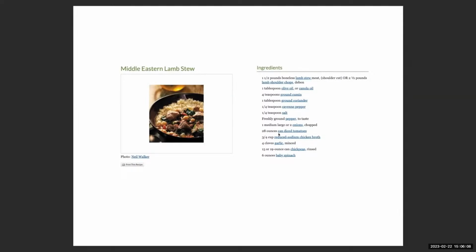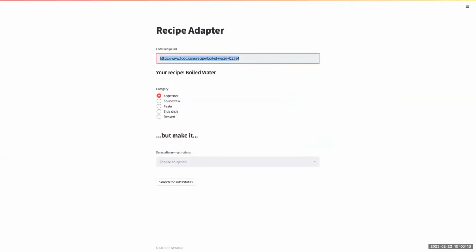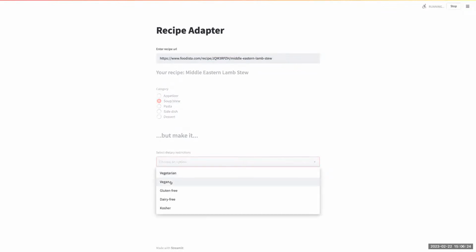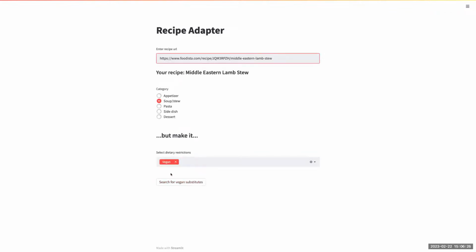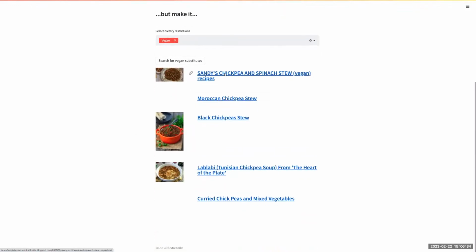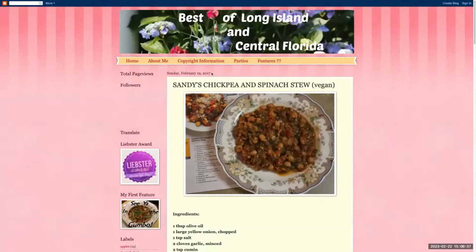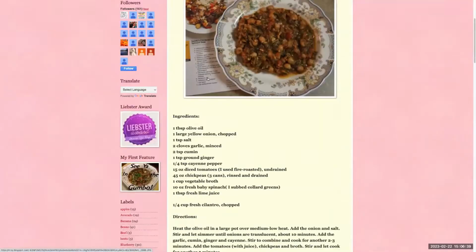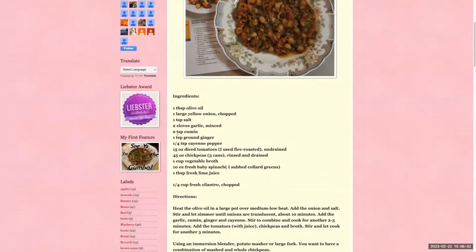And that's where Recipe Adapter comes in. The idea is very simple. The user goes to the website, inputs a recipe URL, inputs the recipe category, and selects their dietary restrictions, and then hits search to find similar recipes that meet their dietary needs. In this case, the top hit is a chickpea and spinach stew that looks like just the ticket. It has many ingredients in common with the original recipe, including distinctive spices like cumin and cayenne pepper.